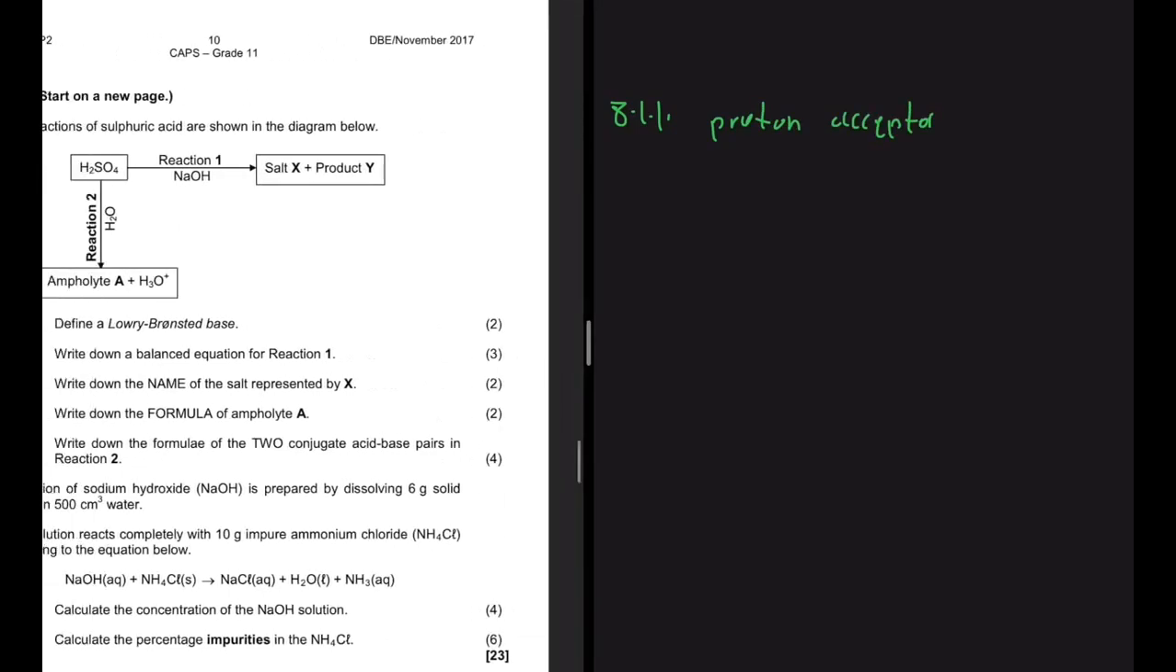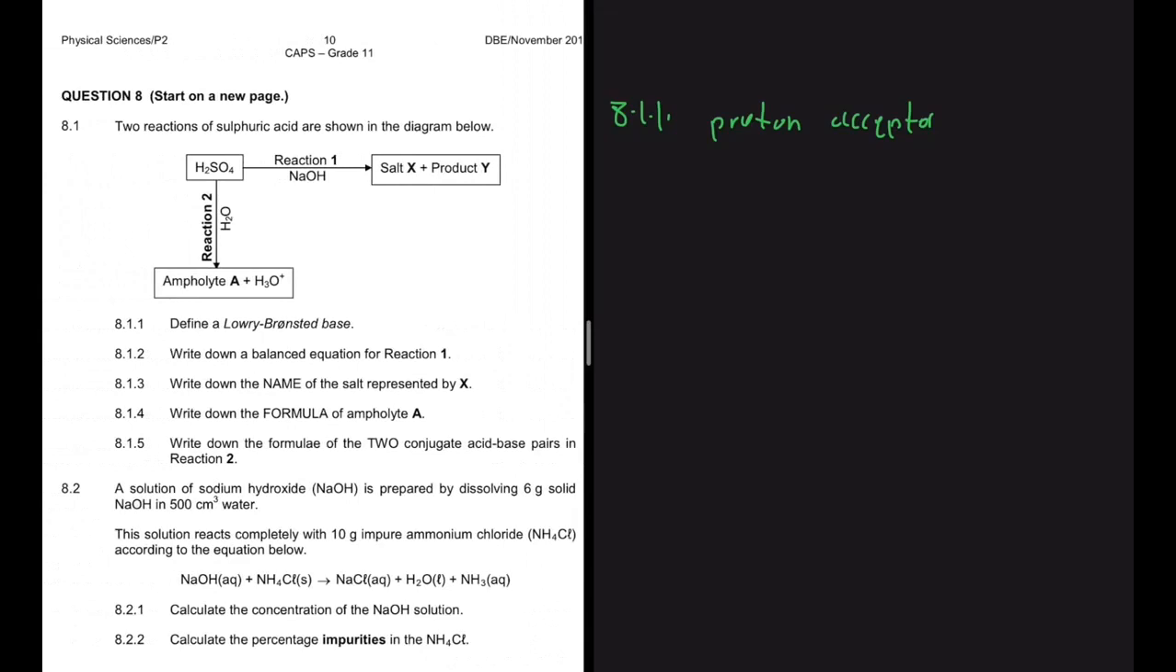Two reactions of sulfuric acid are shown in the diagram below, and the first question, which is 8.1.1, says define a Lowry-Bronsted base, right? This is the person who defines a base and an acid the easy way, right? An acid is a proton donor, and a base is a proton acceptor, right? So 8.1.1 is proton acceptor, and you get 2 marks.